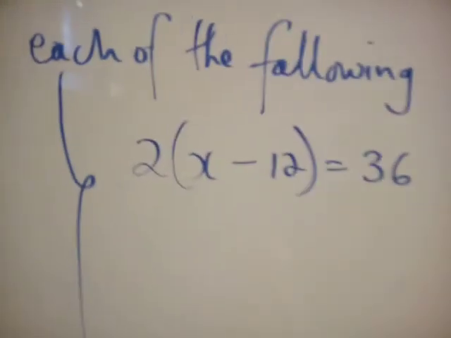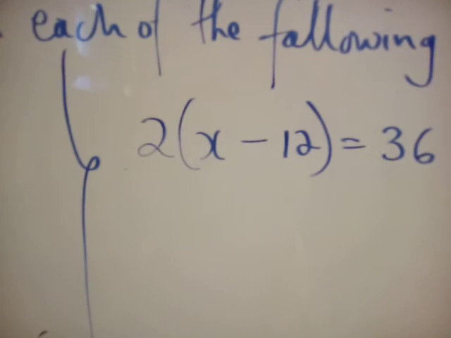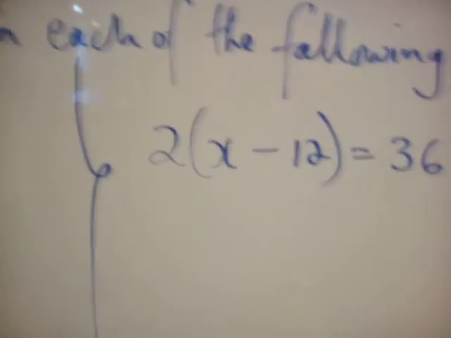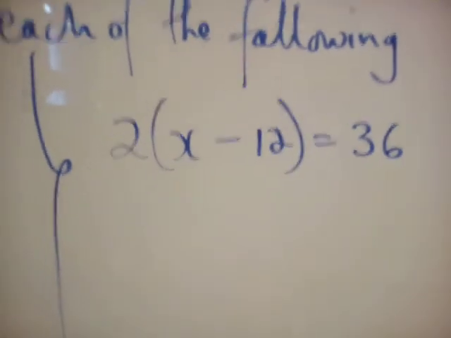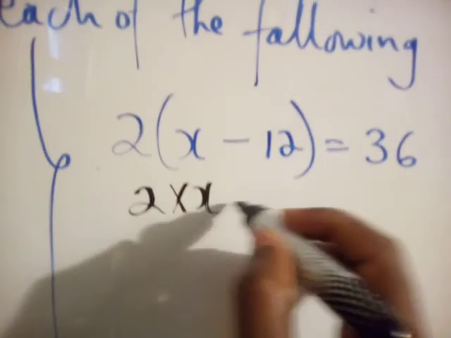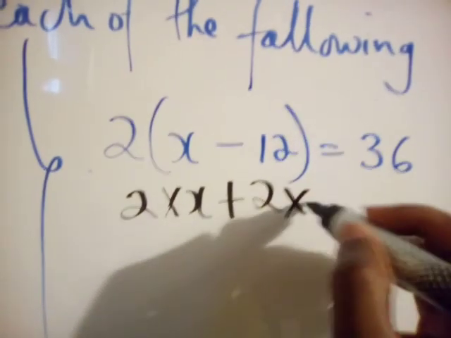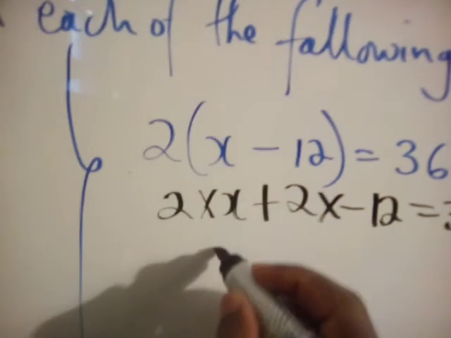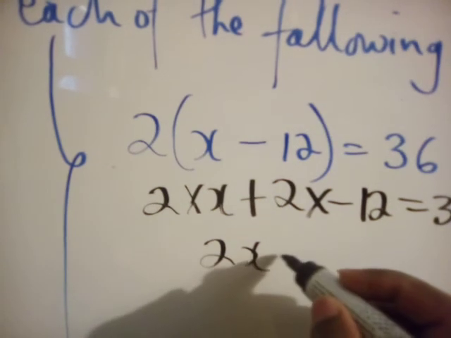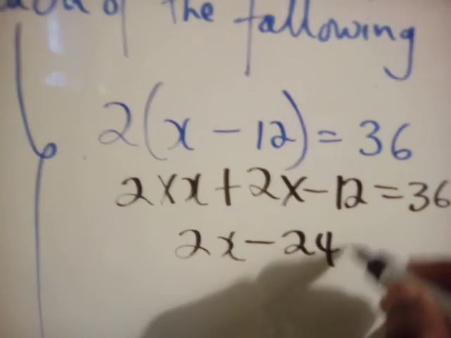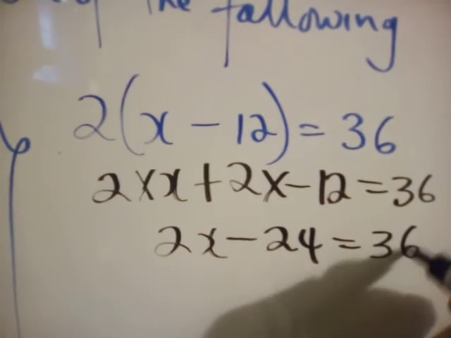Alright. This one now involves a bracket. Now it's 2 bracket x minus 12 is equal to 36. Now the bracket means multiply in math. So 2 times all of what is in the bracket. So it will be 2 times x plus 2 times negative 12, and that is equal to 36. So 2 times x would be 2x. 2 times negative 12, and a negative times a positive is negative. So it would be negative 24, and that will be equal to 36.